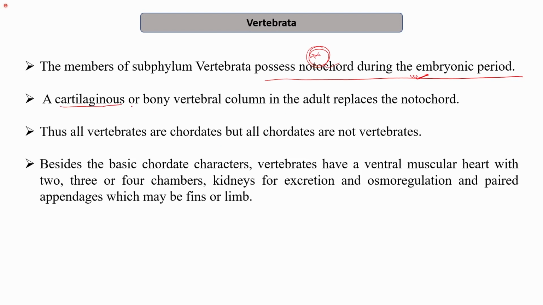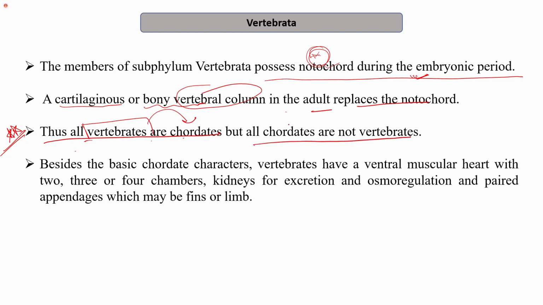Depending on whether it is cartilaginous or bony, it is further classified. So the notochord is replaced by the vertebral column. Thus, this is a very important line, which will be asked in the form of true or false, asking which is the correct statement. All the vertebrates are chordates because the vertebral column itself develops from the notochord. All the vertebrates are chordates, but all the chordates are not vertebrates, because in all the chordates a vertebral column is not formed.